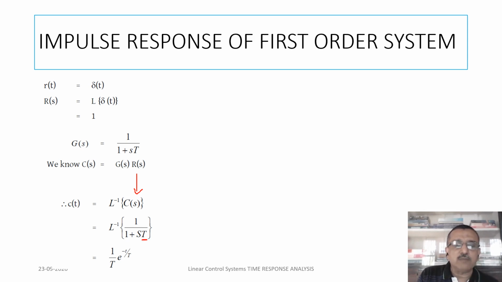So what we will do is, we'll take this T outside. It will become 1 by T, whole divided by s plus 1 by T. And what is the L inverse of s plus 1 by T, or 1 by tau? Tau is a constant, which is the time constant, and the result is 1 by tau e power minus t by tau. So that is the impulse response.